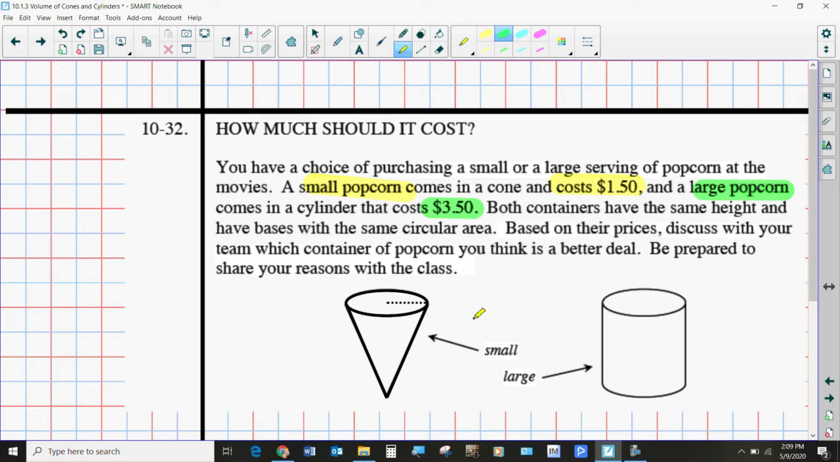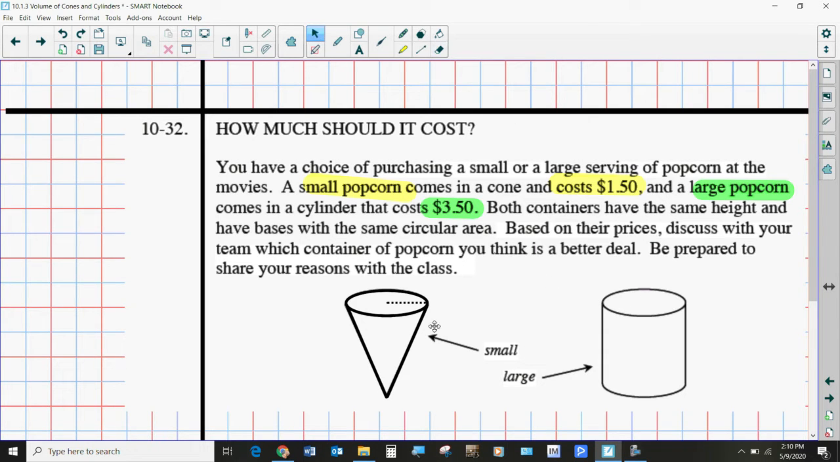Once again, we are not with our teams, so just think about that. And I guess what we need to try and figure out is how much popcorn are you getting in there? How much are you getting in here? It doesn't tell us how many ounces or how many cubic centimeters or whatever unit of volume we could work with here of popcorn you're getting in each one. So it's hard to find a unit rate to really make this decision.